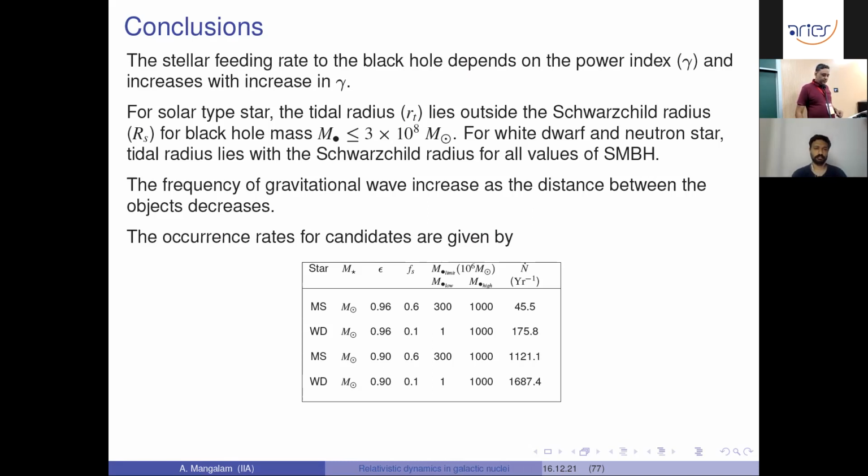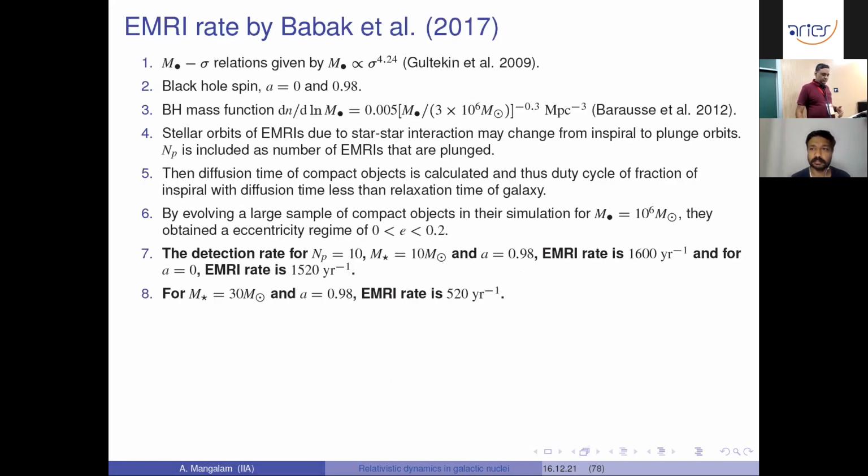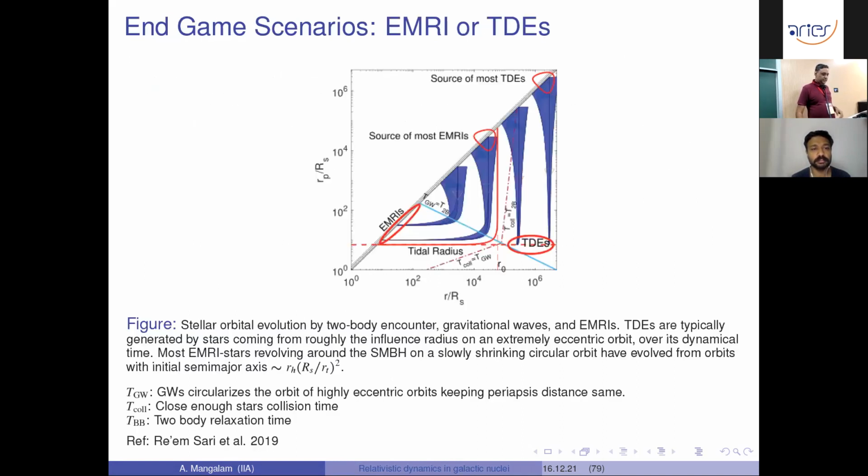For different mass limits, it has been calculated. And of course, we can improve this by making more improved calculations, and it matches with some other predictions in the literature. So I get to the diagram which I began with, of trying to tell you what is the end game of stars in the galactic nuclei.